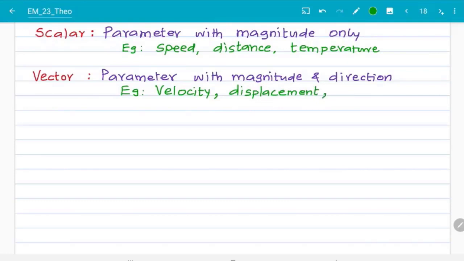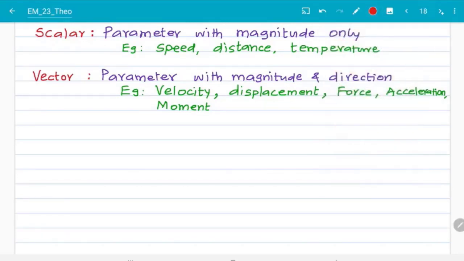Then force, acceleration, moment, both the bending moment and twisting moment. These are all vector quantities.